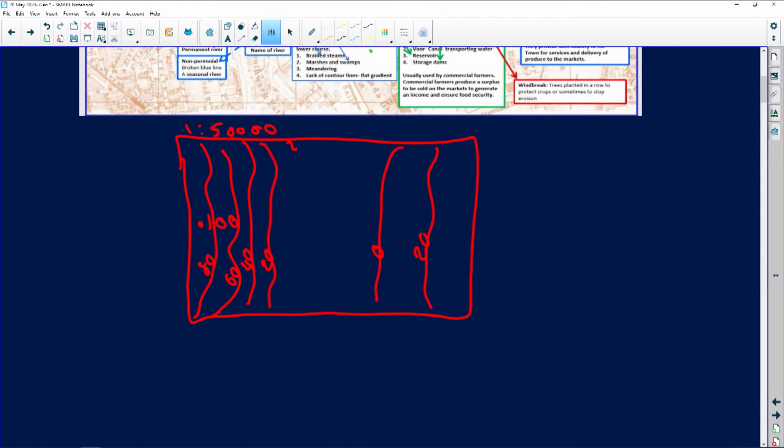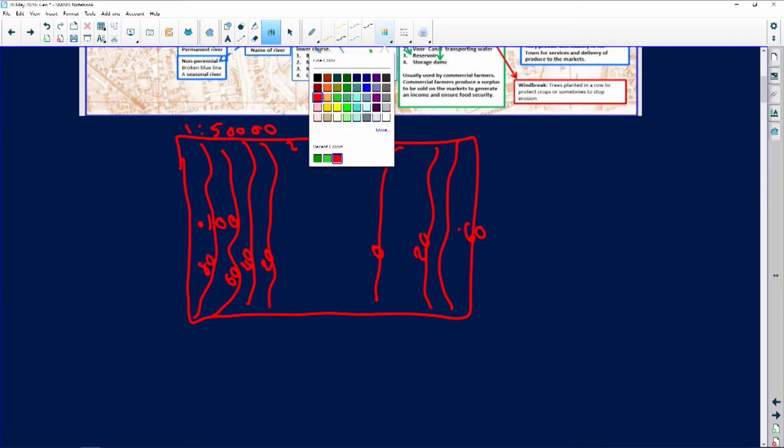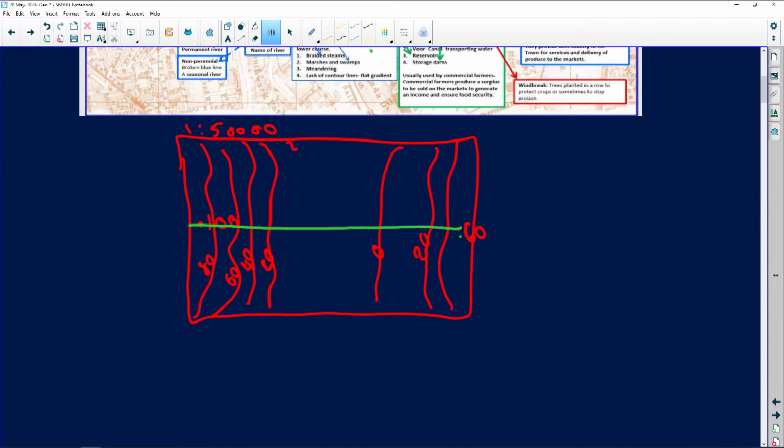So let's say we draw a cross-section from spot height 100 to, I just need to fill in another contour line. So let's just quickly have a look at it. Let's assume they ask me to construct a freehand cross-section from spot height 100 all the way to 60. So that is the horizontal scale. Why is it my horizontal scale?